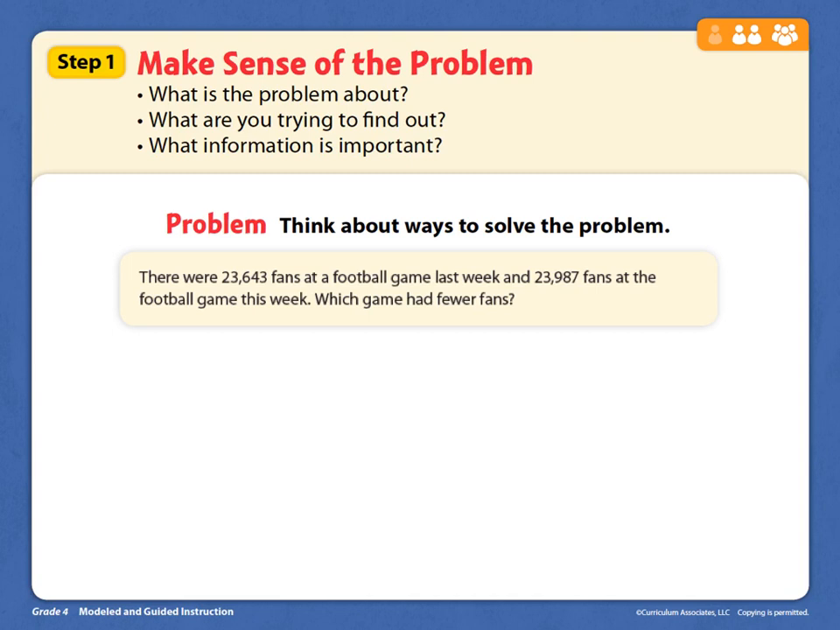Now I want you to try this problem on your own. There were 23,643 fans at a football game last week and 23,987 fans at the football game this week. Which game had fewer fans?